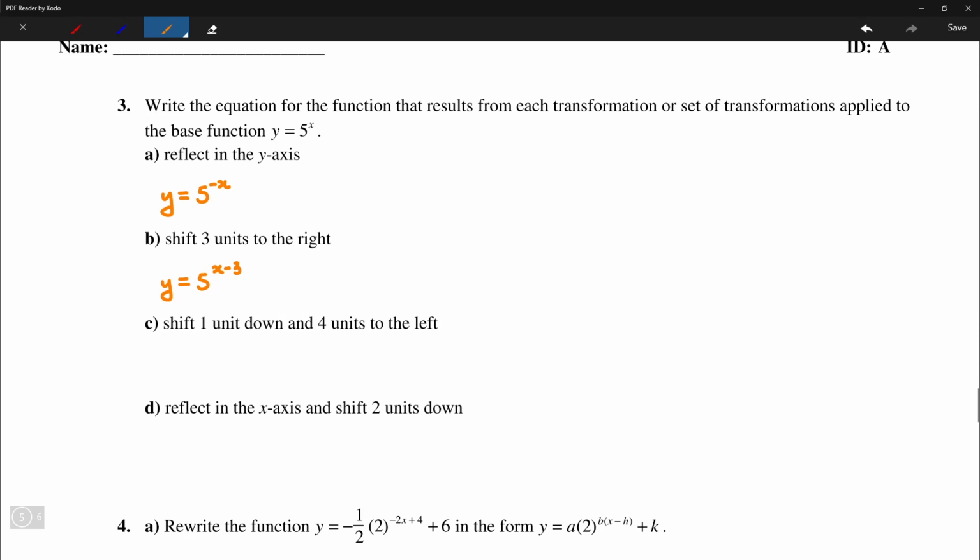1 unit down and 4 units to the left, so very similar to B. So we have y equals 5 to the x plus 4 power for that part, and then minus 1 to move it 1 unit down. And finally, the last part, reflection in the x-axis. So that would give us -5 to the x, of course. And finally, 2 units down, we have a -2. And that's it.